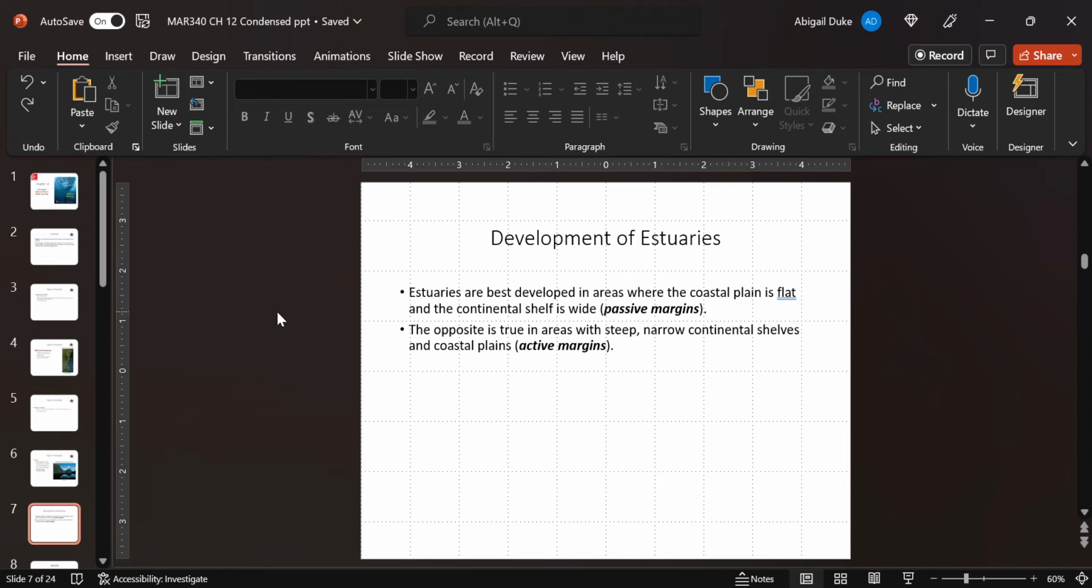So passive looks like the beaches where you can walk for a long time, and it's still kind of flat, or like it's shallow and you can walk. Active has steep, narrow continental shelves. So basically, it's saying that estuaries are best developed where it's shallower and flatter, with a bigger continental shelf.